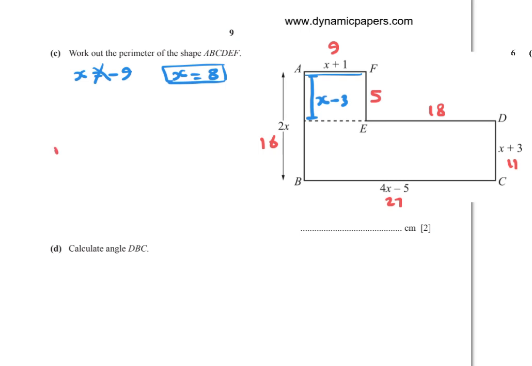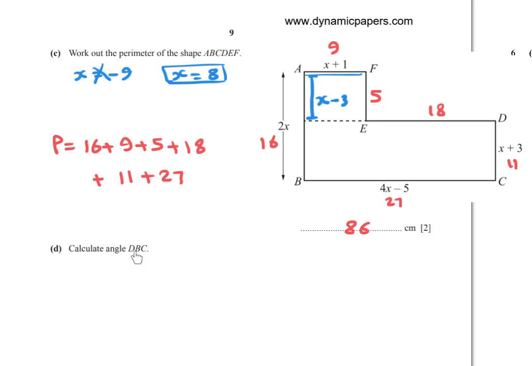Now we can find the perimeter. Add 16 plus 9 plus 5 plus 18 plus 11 plus 27 equals 86.